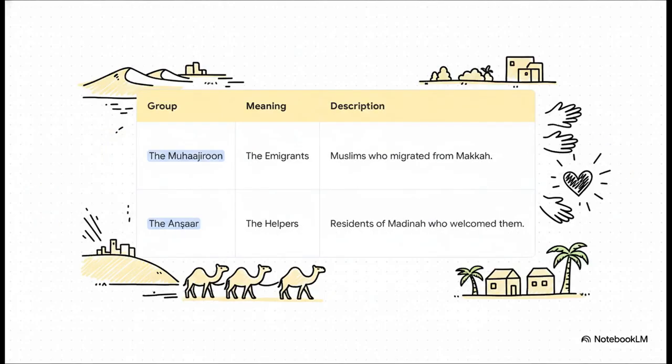And that community was made up of 2 distinct groups. You had the Muhajirun, which means the emigrants. These were the people who left their homes and basically all their wealth behind in Mecca. And then you had the Ansar, the helpers.